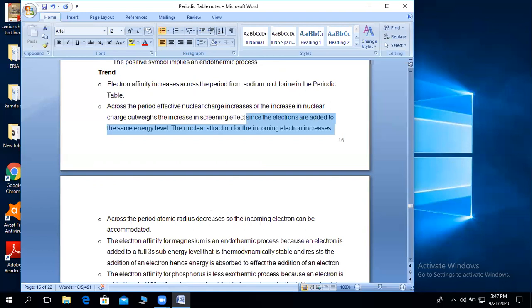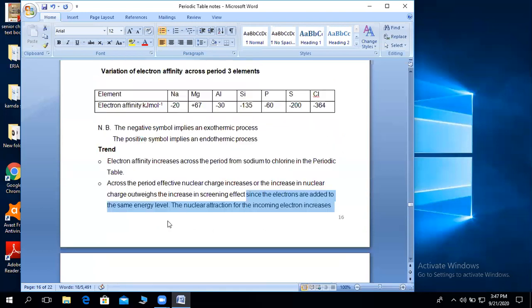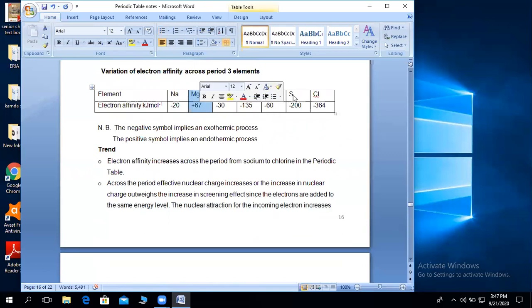And if atomic radius decreases, then it means the incoming electrons are near the nucleus and they experience strong nuclear attraction. However, if we go back to when you are explaining, you must talk about these anomalies. We call them anomalies in chemistry, which are exceptional values from the trend.